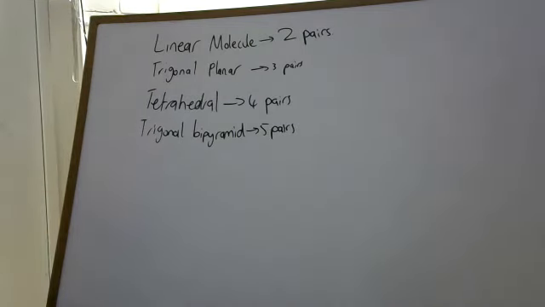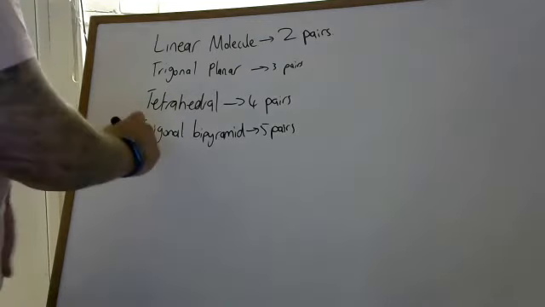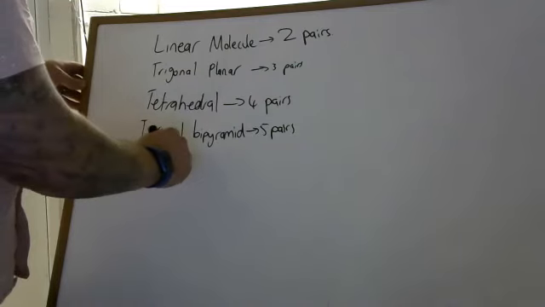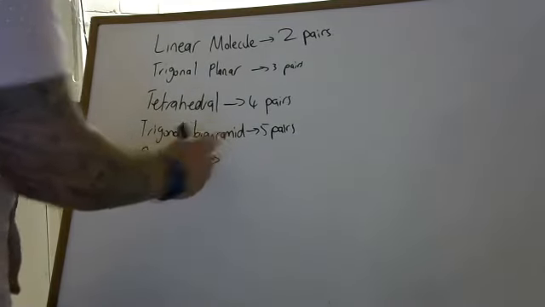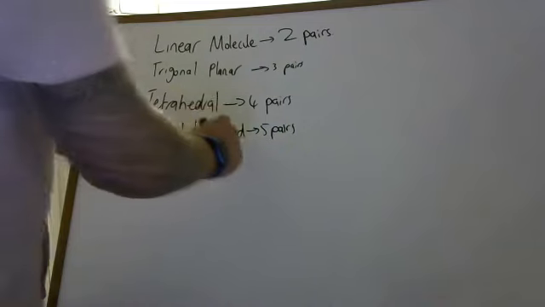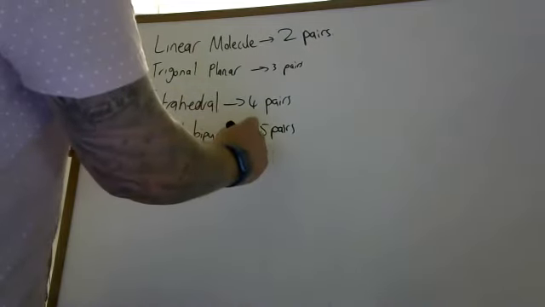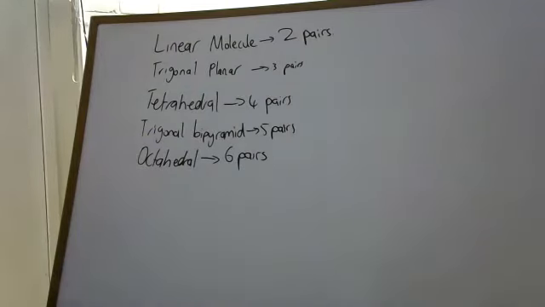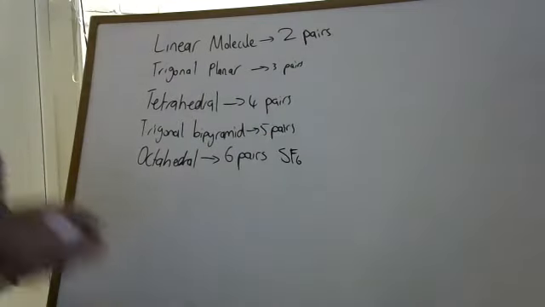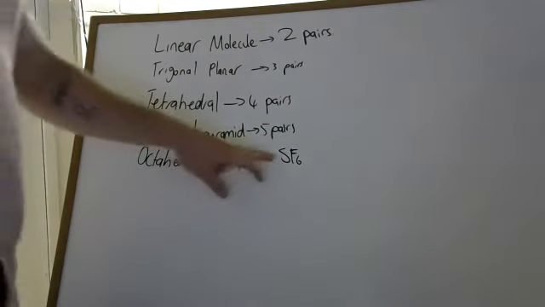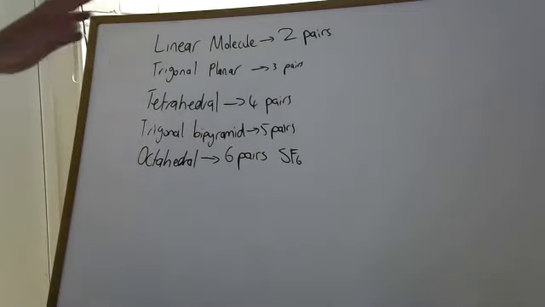So if we then have our final shape, anybody remember what it was? Octahedral. A lot of people get confused and think it has 8, which I can see why. It has 6 bonding pairs. Usually be in group 6, notable exception, SF6. Sulfur is in group 6.